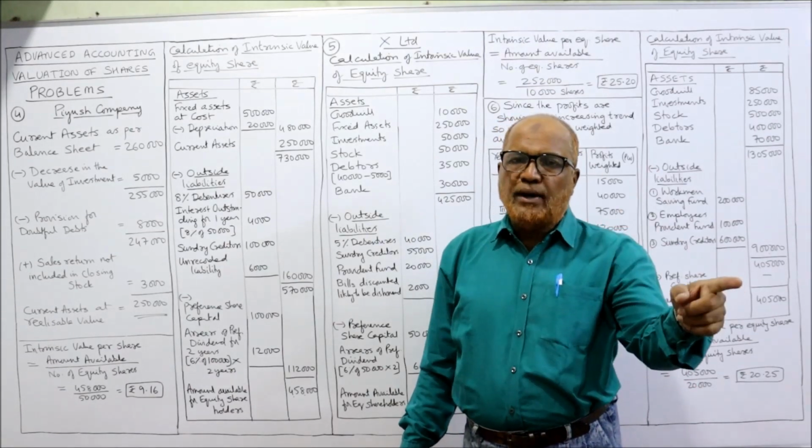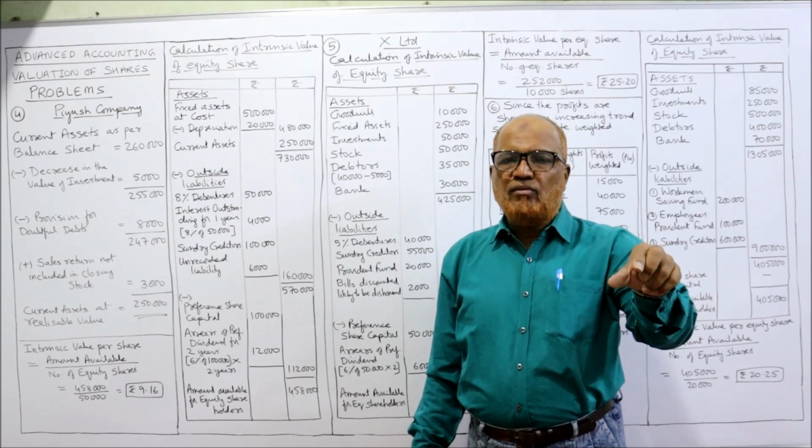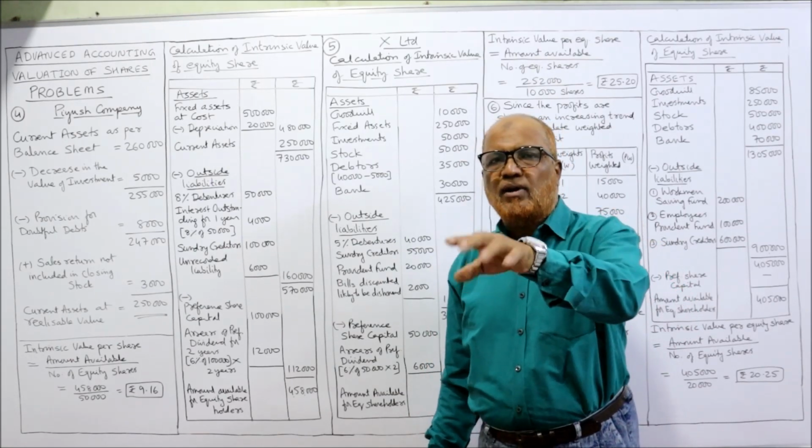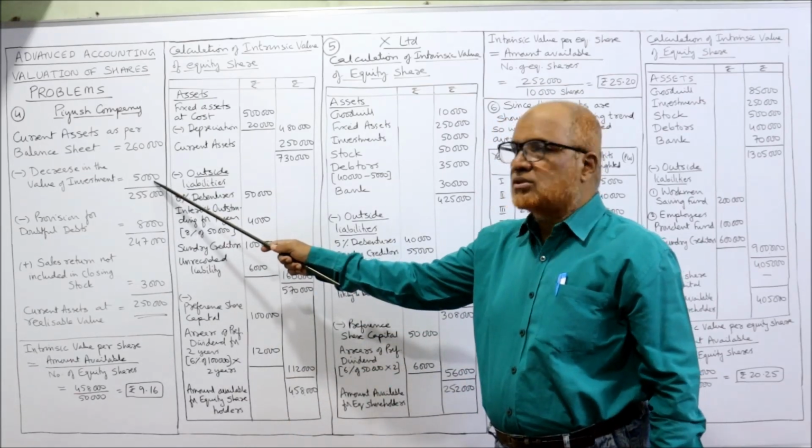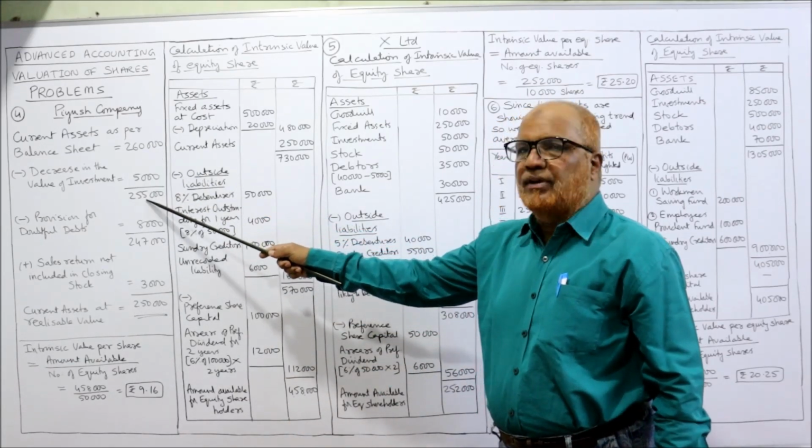Investments are included in current assets. The book value of investment 60,000, but the market value has become 55,000. So 5,000 decrease. Deduct 5,000. So 260 minus 5, 255.